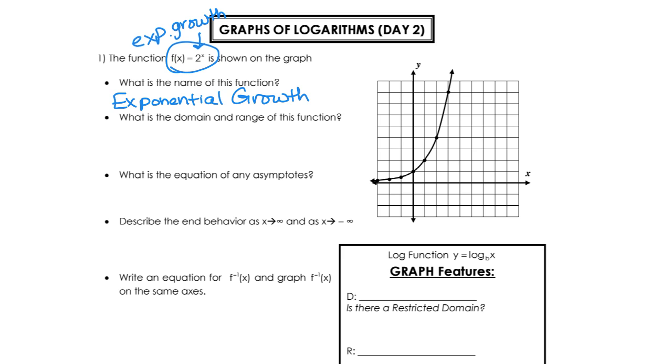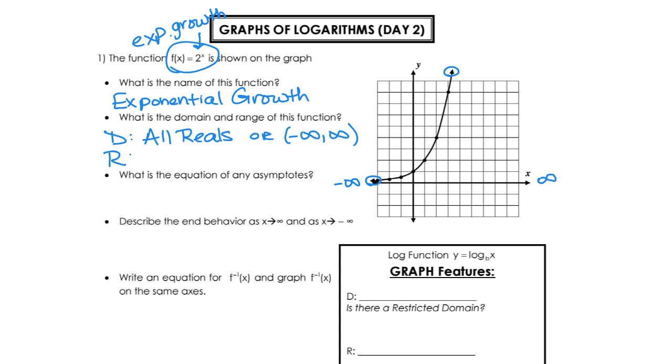Okay. Next bullet says, what is the domain and the range of this function? And so we'll go ahead and say domain, remember, is left to right. And this left arrow right here is going towards negative infinity. And even though this right arrow is going up, it is still going towards the right. And so that's positive infinity. And so we could say our domain is all reals, or we can say negative infinity to infinity.